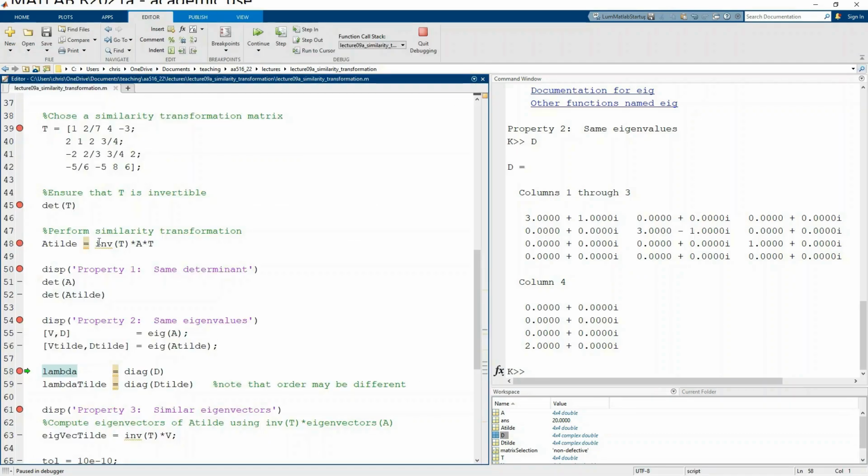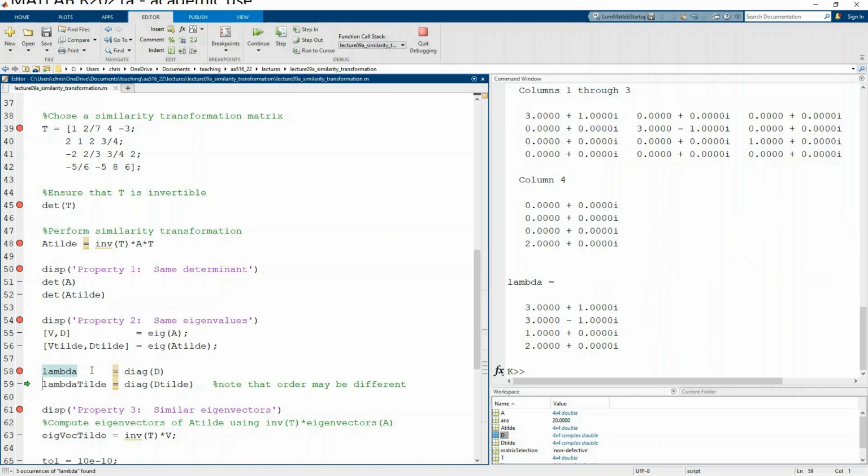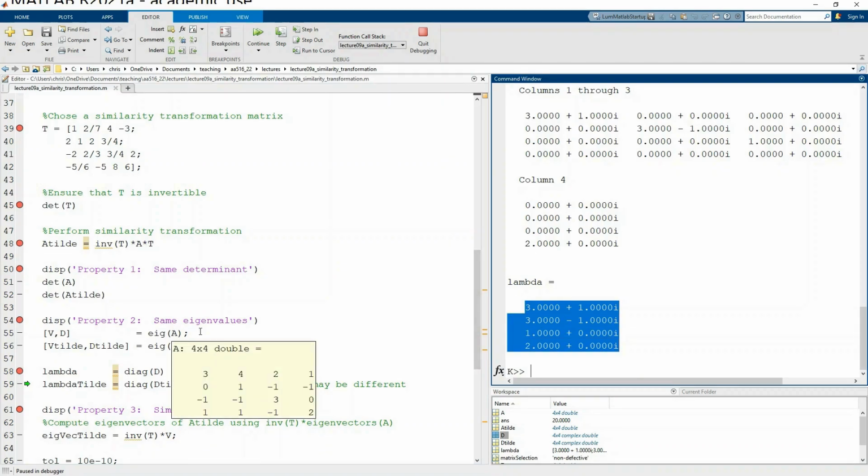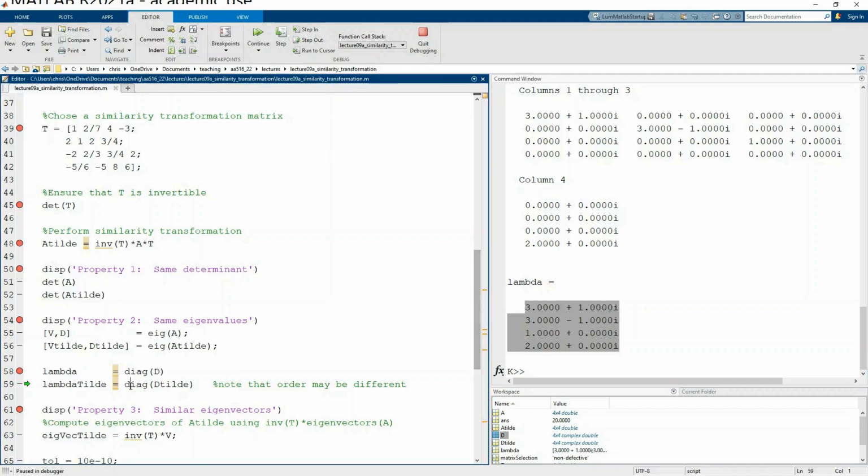So I'm actually going to rip them off using the diag function to just extract the diagonal entry. So again, if I F10 this and run that line, you'll see that lambda here is a list of all the eigenvalues of the matrix A. So again, it's like we said, it's 3 plus 1i, 3 minus 1i, 1 and 2, right? Let's do the same thing for A tilde.